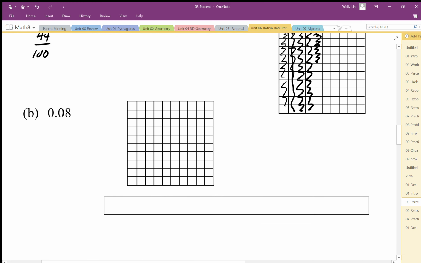Here is our hundreds grid. We're going to just fill out 8 out of 100, so 0.08 represents 8% or 8 out of 100. It's going to be a very small portion on our number line. And again, we can show that it is proportional and parallel on the number line when we compare the decimal and the percent out of 100. As a fraction, we're going to write this as 8 out of 100, and our ratio is 8 to 100 ratio.